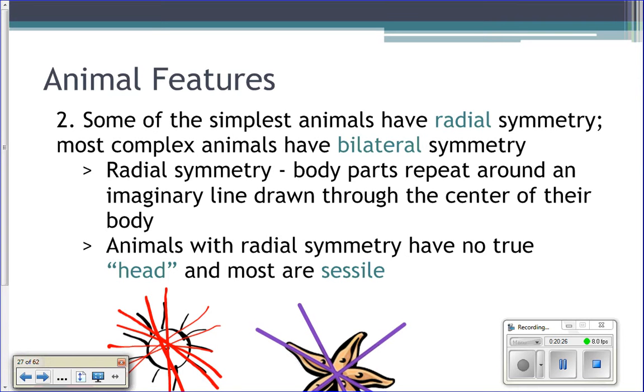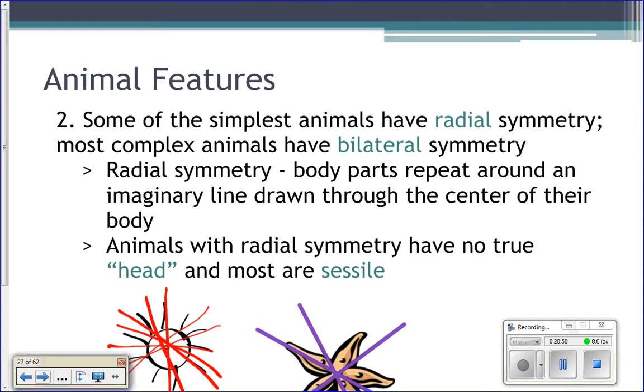So do you guys know what symmetry is? Yeah. If you divide something in half, they're mirror images of each other. Essentially, if you could divide your body in half down the midline, you could fold that half over onto the other half and they'd be the same, right? That's symmetry. So you have two kinds of symmetry. You have radial symmetry and you have bilateral symmetry.